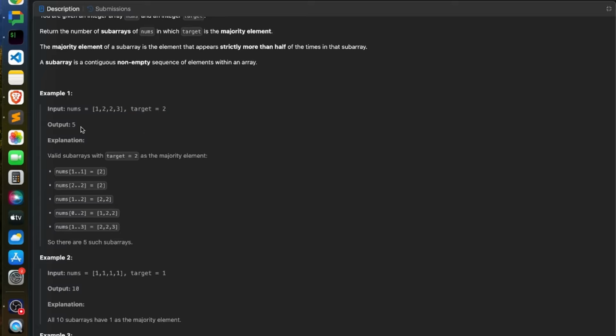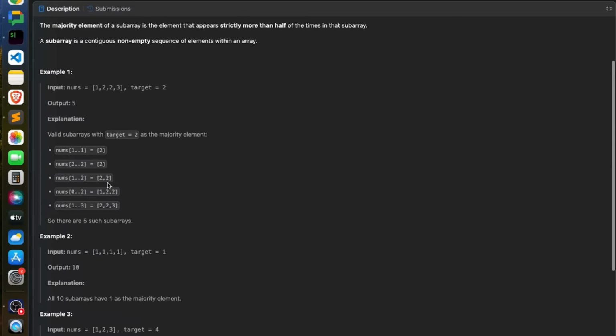If you see, there are 5 subarrays in which 2 is a majority element. One is this subarray, another is this one, the third one is from index 1 to 2. Here the size is 2, so half of it is 1. For the number to be a majority element, its frequency has to be at least 2, and the frequency of 2 is 2 here. So this is one of the subarrays where 2 is a majority element. And 0 to 2, this is also a majority case.